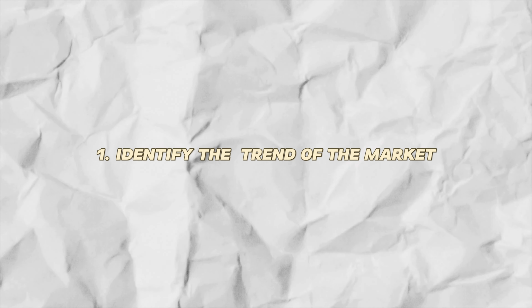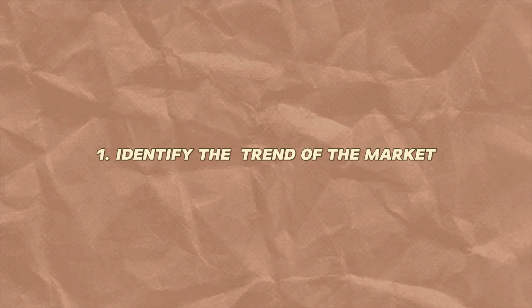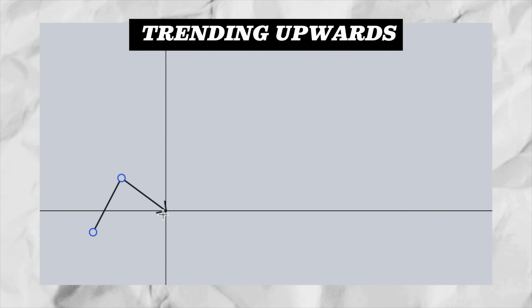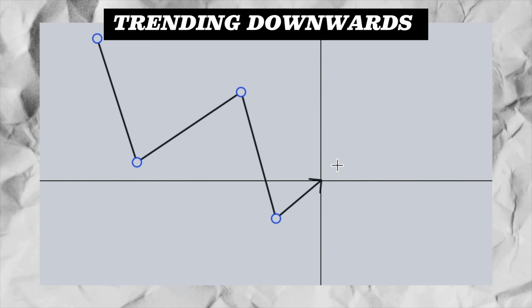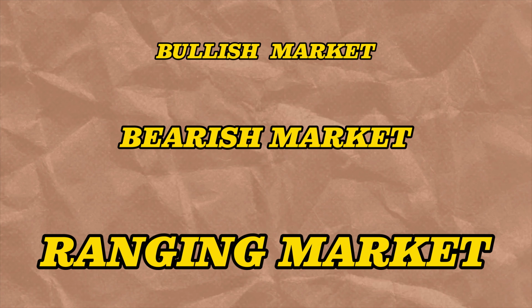So now moving on to how to use the Fibonacci retracement tool. The first thing we're going to do is identify the trend of the market. And as I mentioned previously, there is only 3 things that the Forex market is going to show you. It's either the market is trending upwards, downwards, or sideways. That is a bullish market, bearish market, or a ranging market.